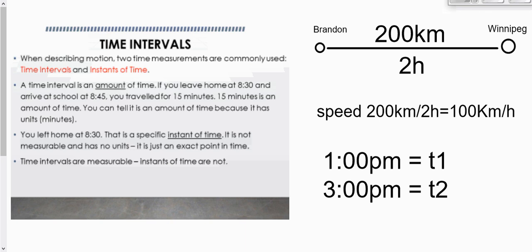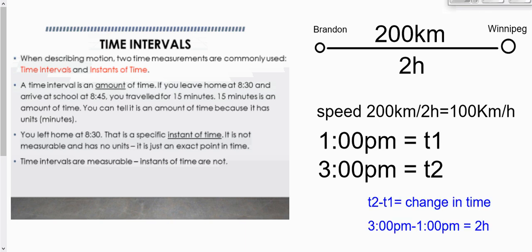These are instances in time. They tell us the start point and the end point. To find out how much time elapsed in between, we will subtract. The difference between 3 p.m., your arrival time, and 1 p.m., your start time, is 2 hours.